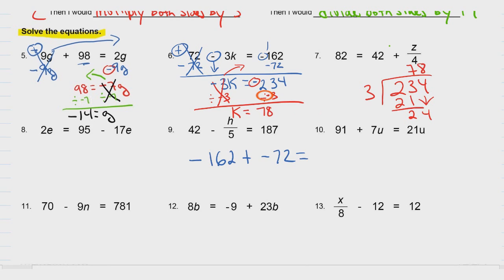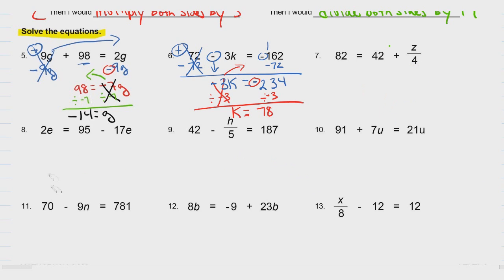Now, the rule for multiplication and division of positive and negative numbers: if you have a negative, the answer will be negative. But if you have two negatives, the answer will be positive. Since we have two negatives, the answer is positive 78. But you don't have to write the plus if you don't want to. I'm just going to write k equals 78. And there's the answer to problem number 6. Problem number 7.